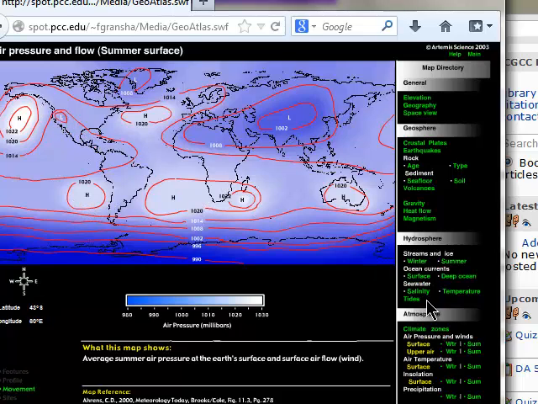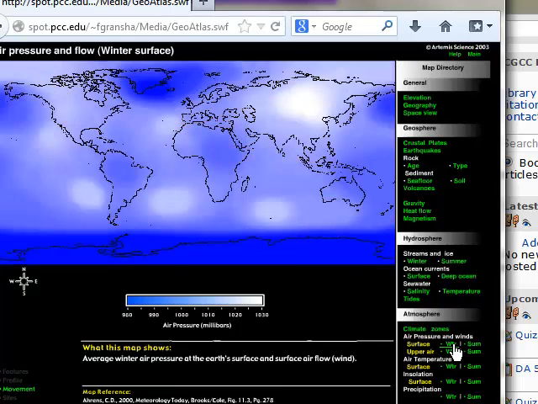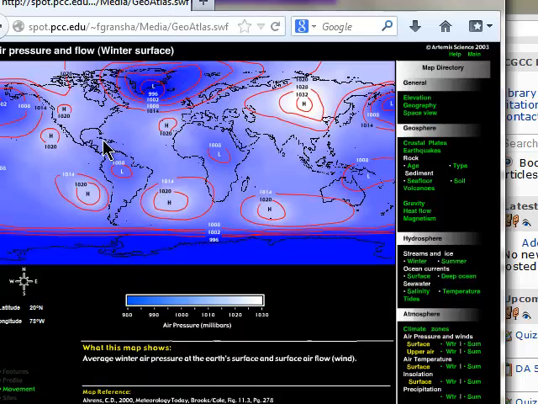If I were to switch this to wintertime, we should see a shift in where those highs and lows are. And we do. We see our low pressure centers end up being much more developed in our neck of the woods. It's because in the wintertime we have more storms rolling across the country. Our high pressure zones are smaller, and everything shifts to the south as a result of the seasons and the Earth's tilt changing in its relationship to the sun.